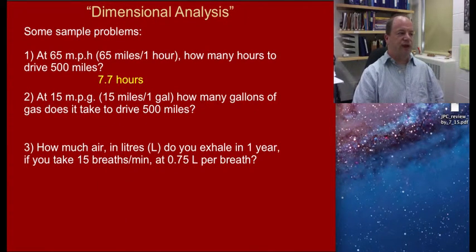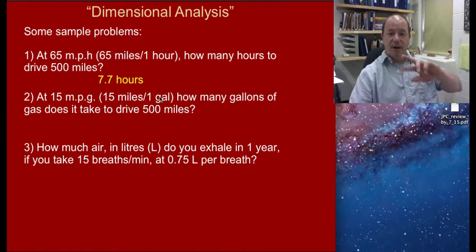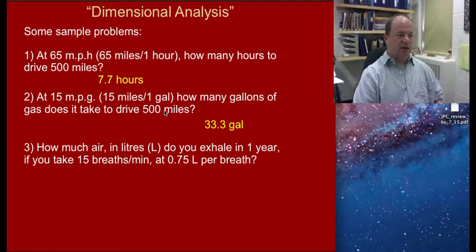For the first one, you should have gotten 7.7 hours. And that's going to be 65 miles per hour. What you're going to do is take this 500 miles and multiply it by 1 hour per 65 miles, and you'll get hours. So you're actually going to take this and flip it over and multiply it by the 500. 15 miles per gallon. Okay, we want to drive again 500 miles, and we need to flip that over again and multiply it by gallons per mile, and you should get 33.3 gallons. Okay, and that should make sense.